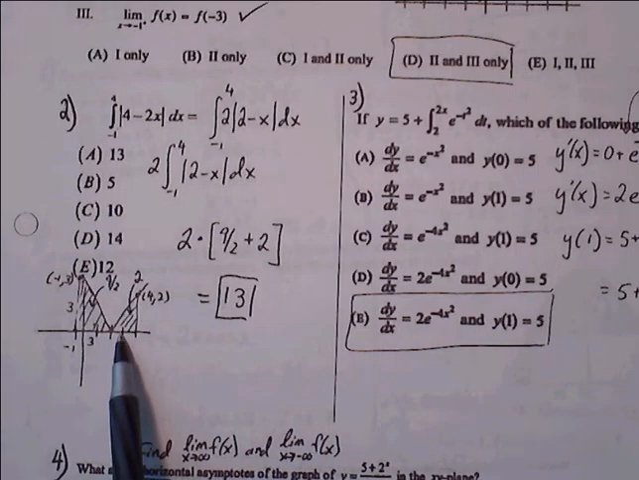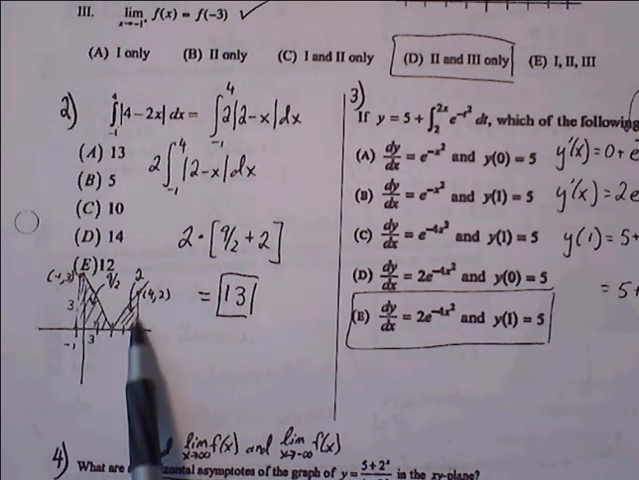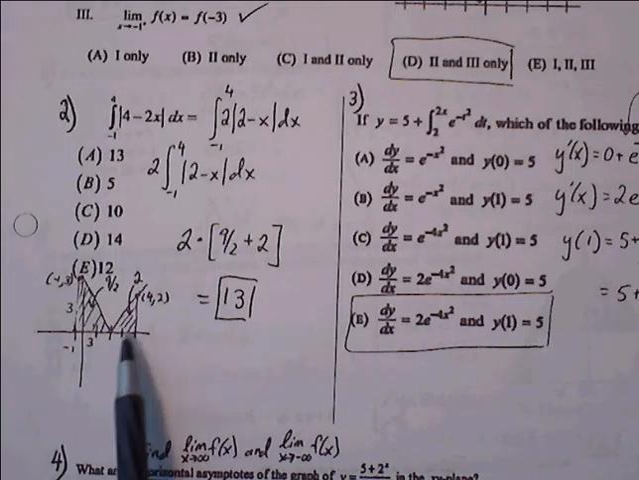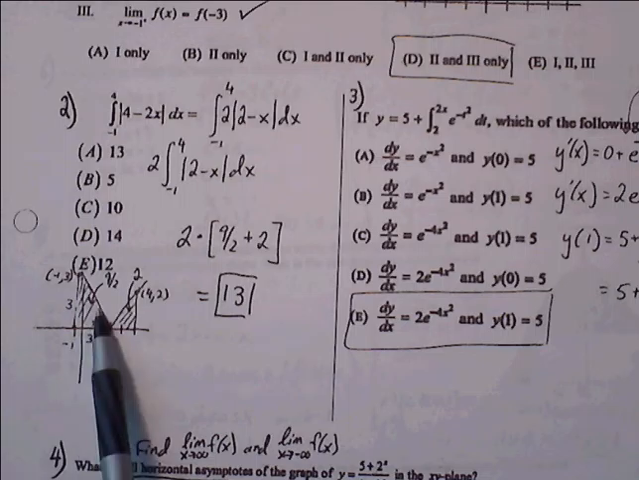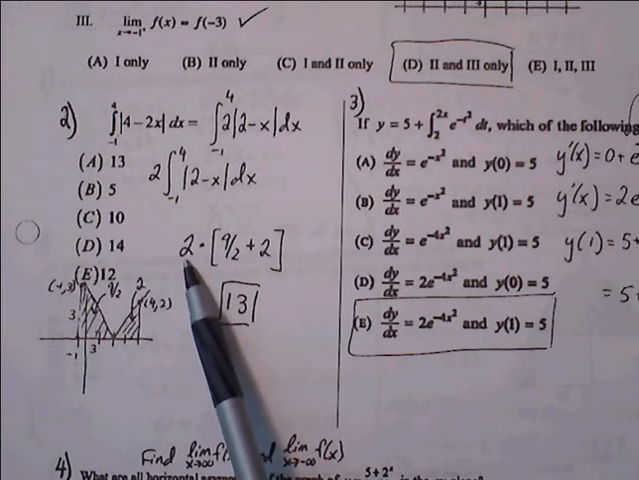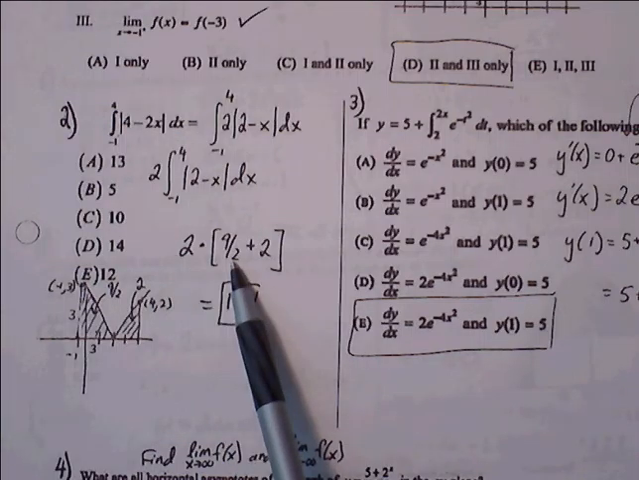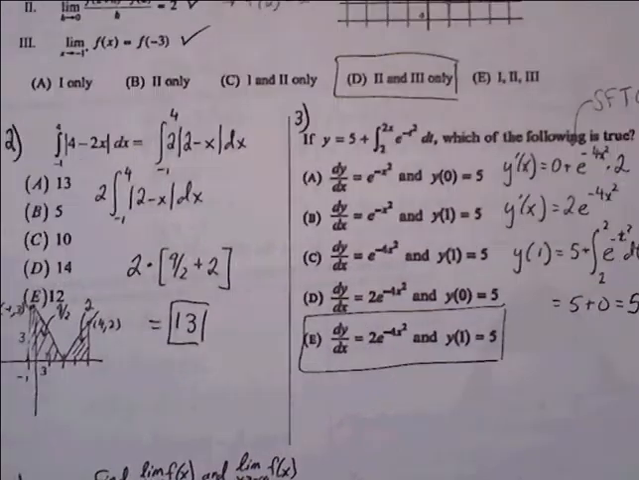And then for this triangle here, this will be width of 2 and height of 2, so 1/2 times 2 times 2 is 4/2, which is 2. So 9/2 plus 2 will be the area of these two triangles, and then you have to multiply by the coefficient that's out in front of the integral here. So 9/2 plus 2 times 2 will give us 13.